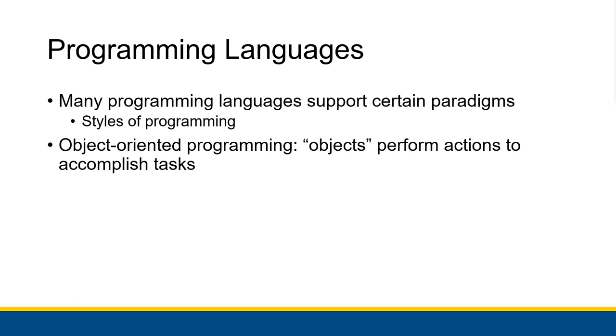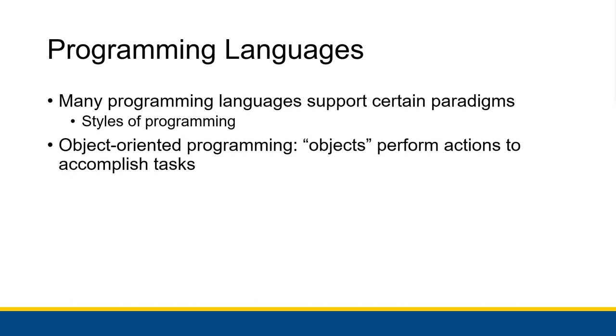The application object can place the button object at a certain position, and then when the user clicks that button, it could tell the application object, like, hey, you need to do this task now, or something like that.